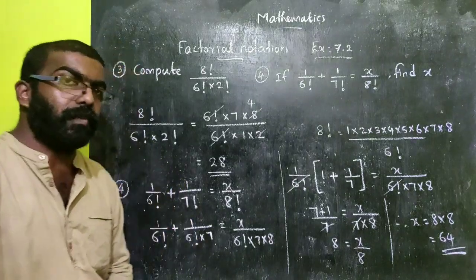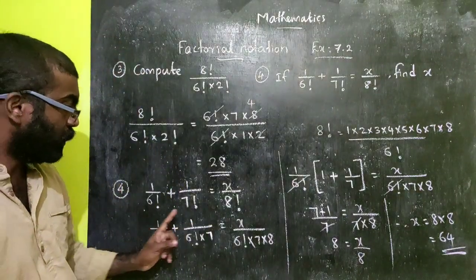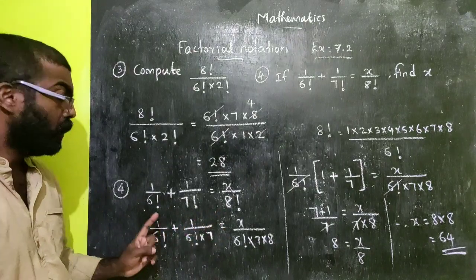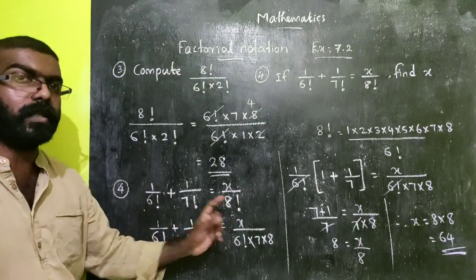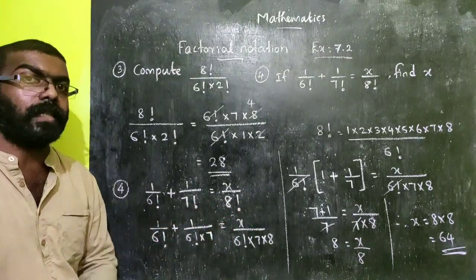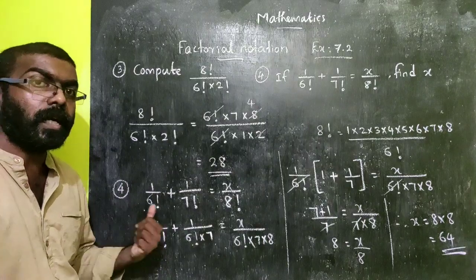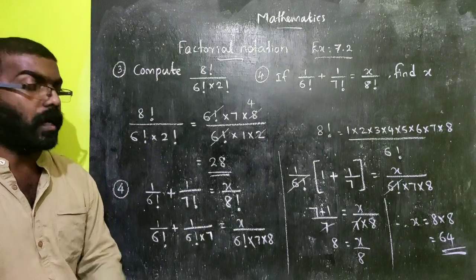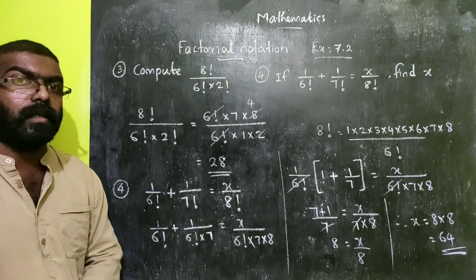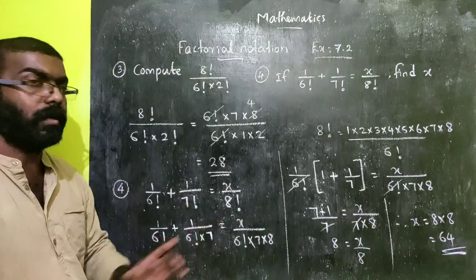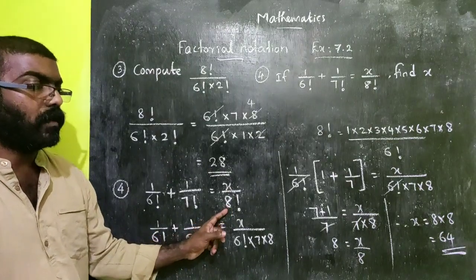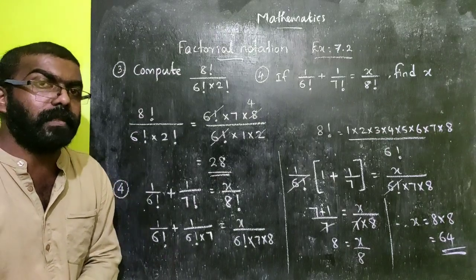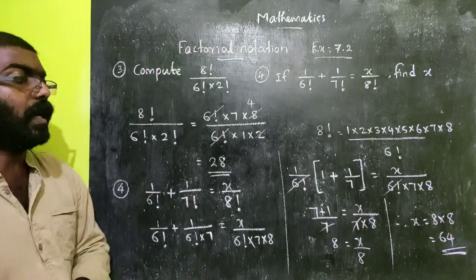Here we can see one important property. Look at these factorial numbers: 6 factorial, 7 factorial and 8 factorial. The factorial numbers are continuous numbers 6, 7 and 8. Without considering the factorial notation, we can say they are consecutive natural numbers 6, 7 and 8. And what is our answer? Our answer is the square of the large number. Here the large number is 8. So 8 square is what? 64.